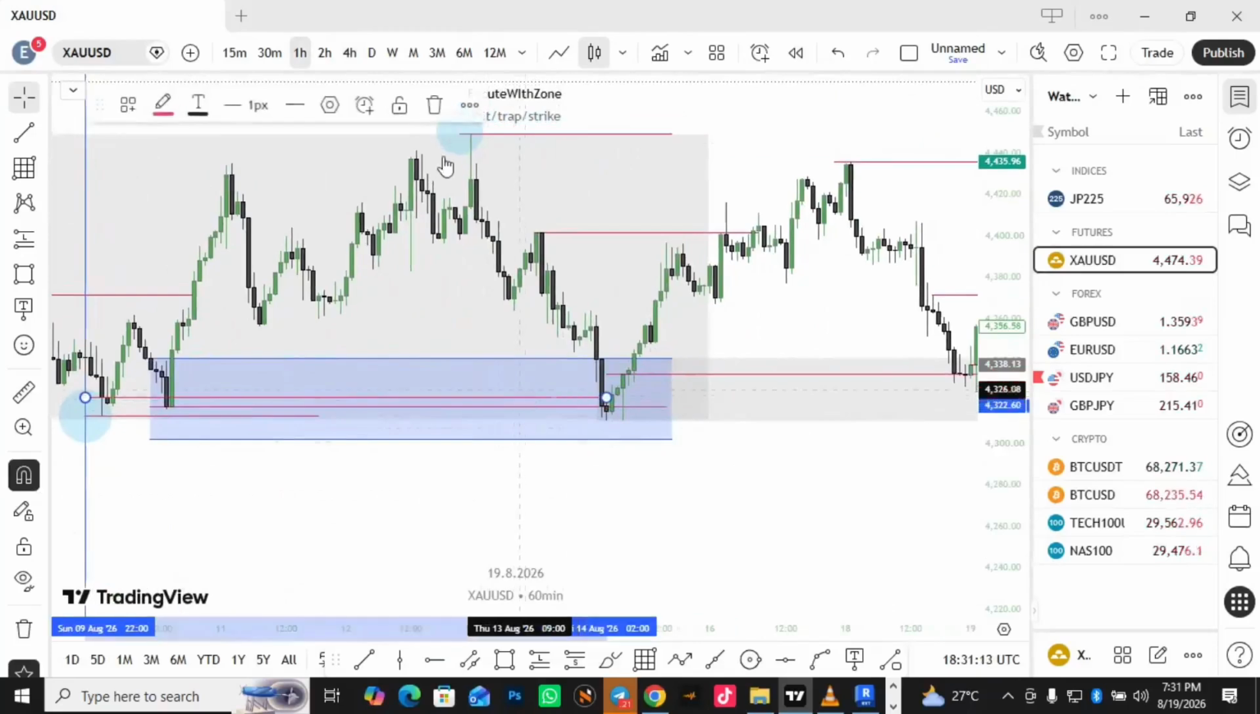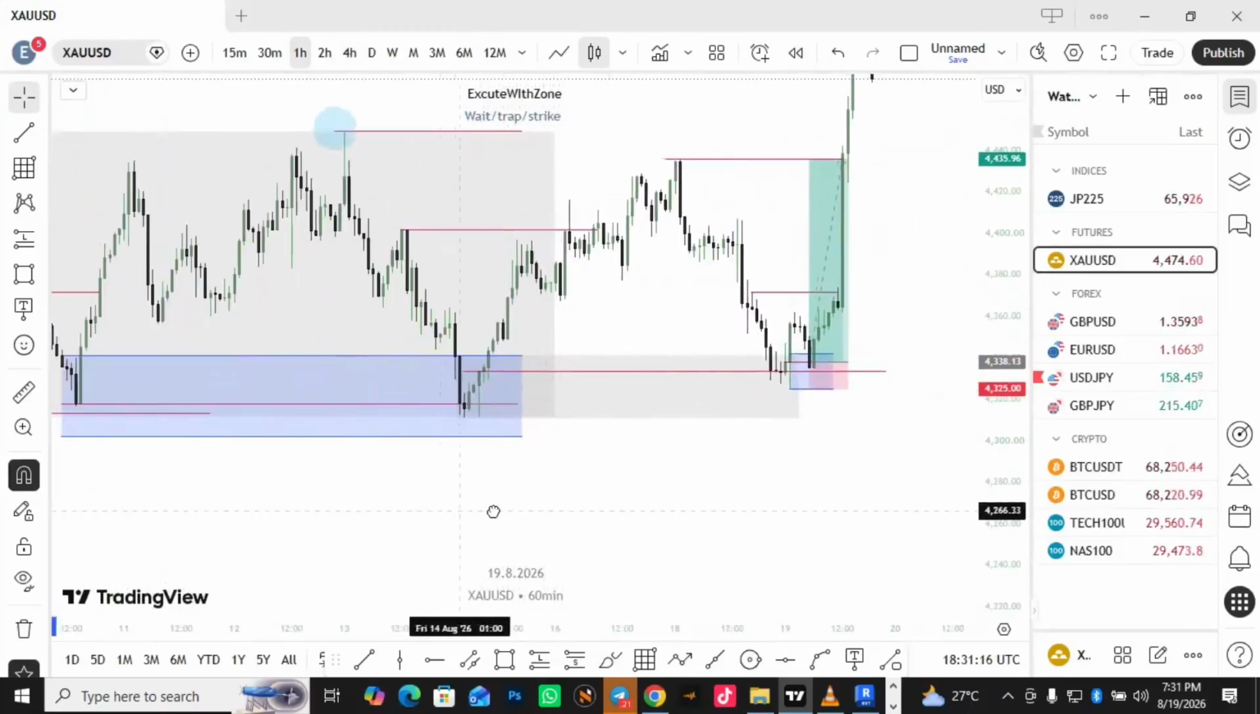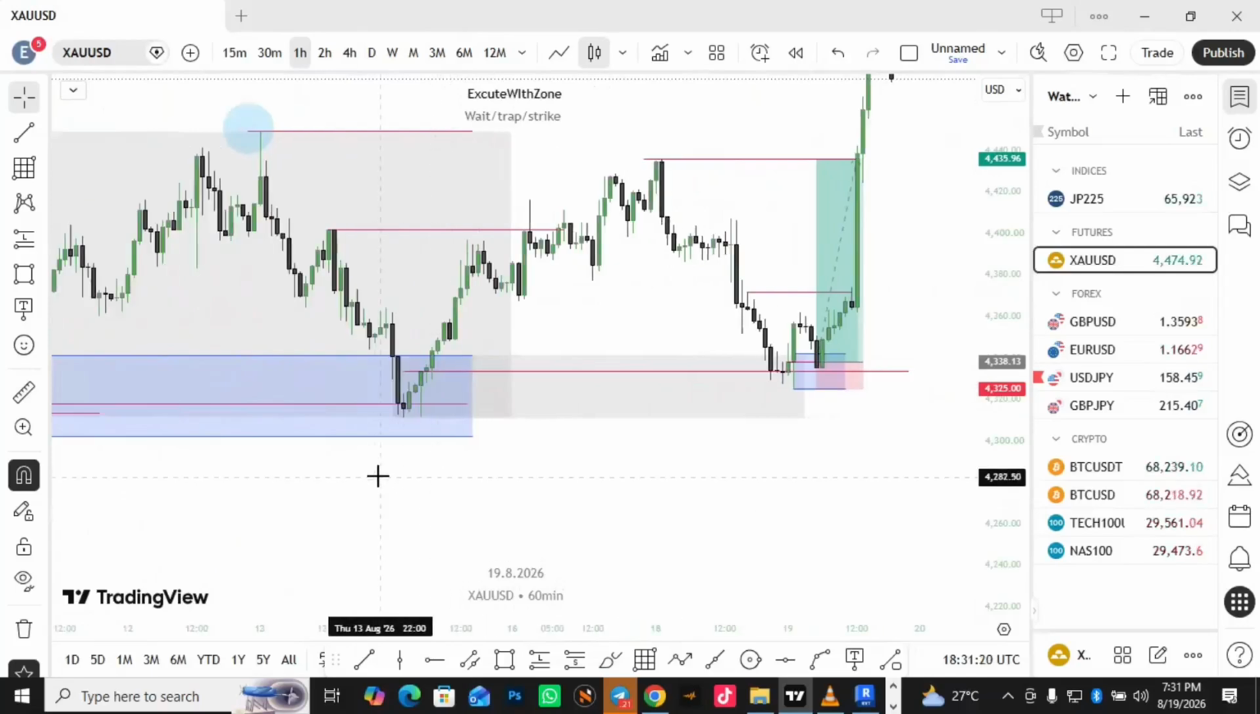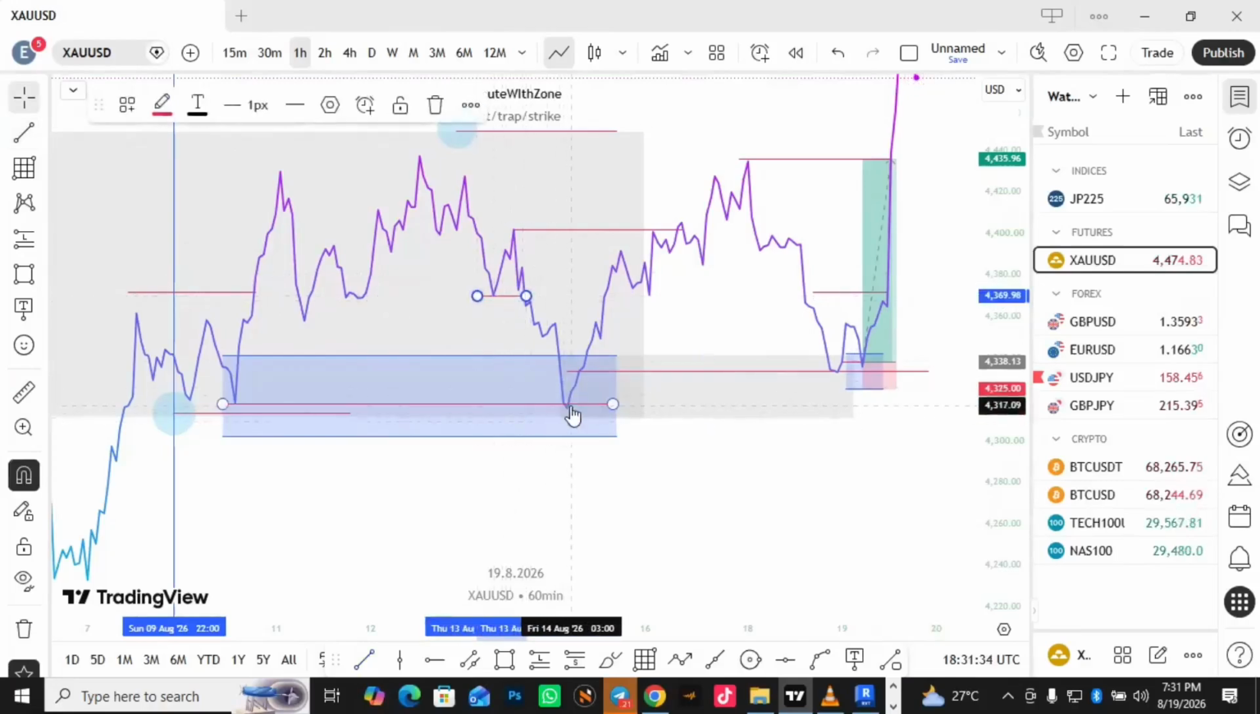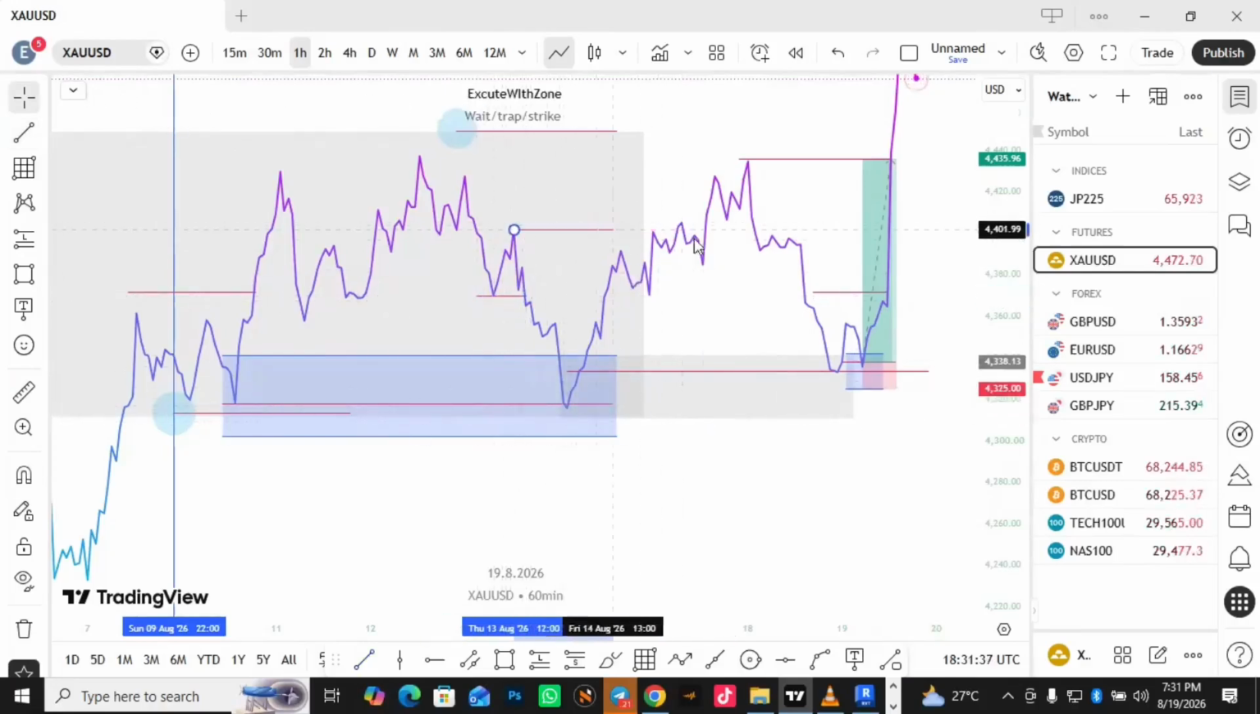So I deleted this QM. I want to see a market structure shift. So where should your initial market structure shift be, right? Your initial market structure shift should be, you can use your line chart. If you check this line chart, the obvious break of structure to the downside was this. So that means if price is reacting from this level here, this is where your market structure shift should happen.